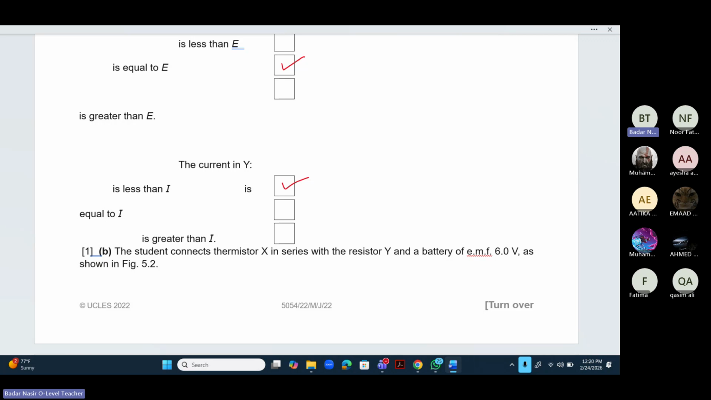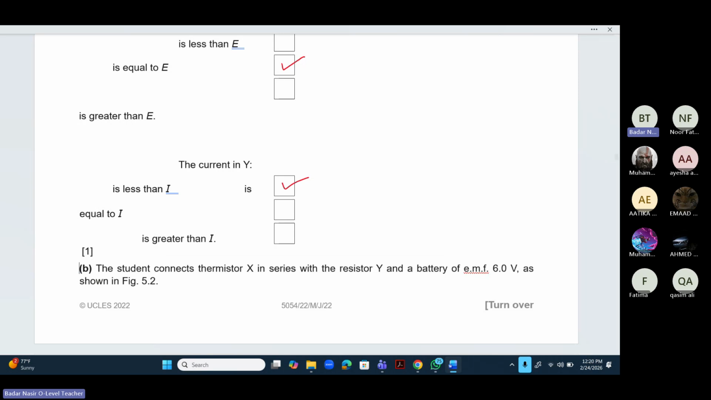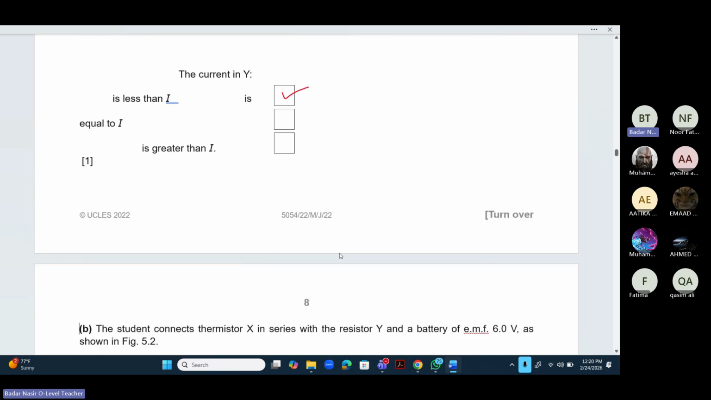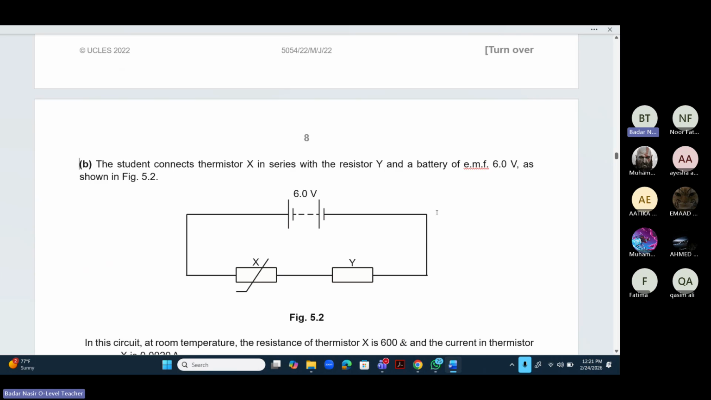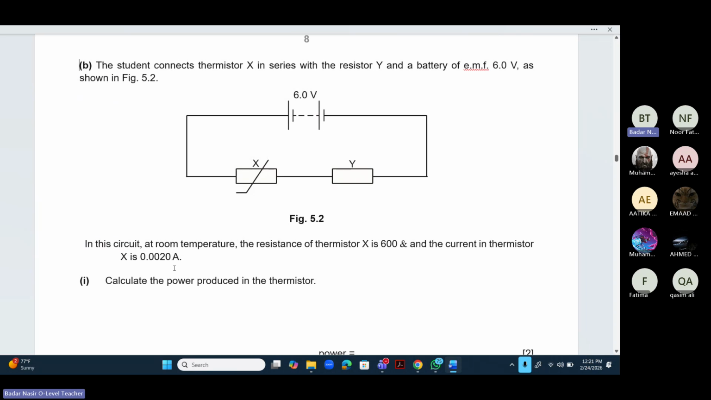फिर नेक्स्ट पार्ट में वो हमारे से क्या कह रहा है, so the student connects the thermistor X in series with the resistor Y and a battery of EMF 6 volt as shown in figure 5.2. In this circuit at room temperature, the resistance of thermistor X is 600 ohms, and the current in thermistor X is 0.002 amperes. Calculate the power produced in the thermistor.